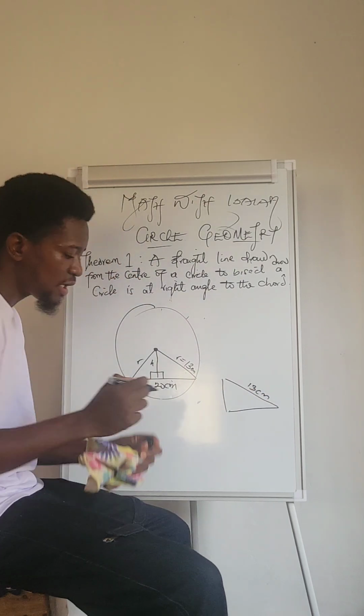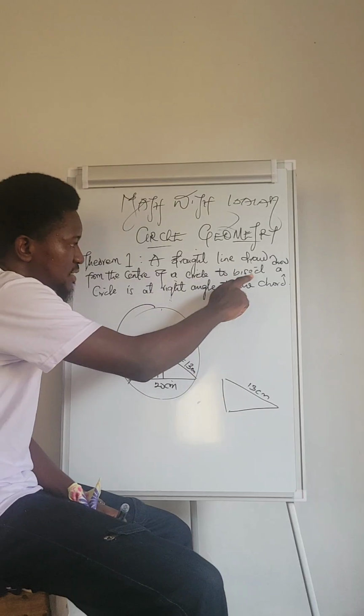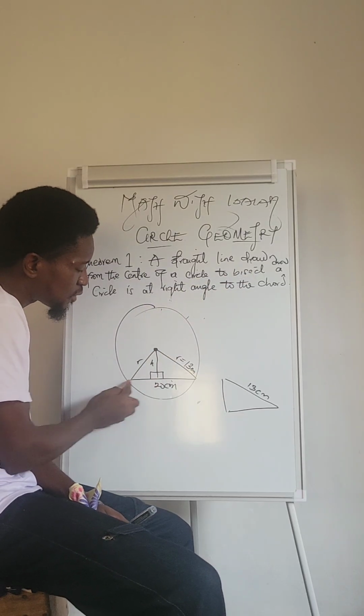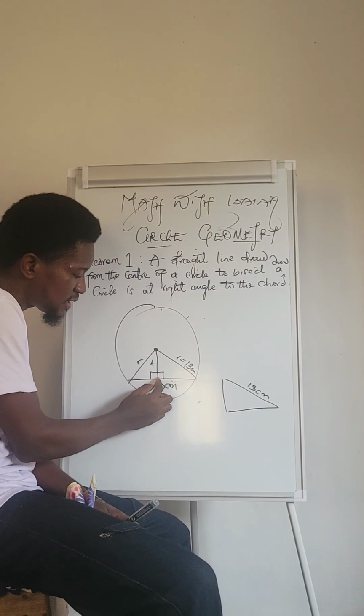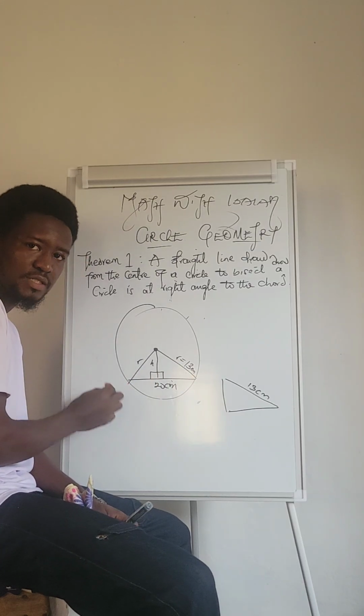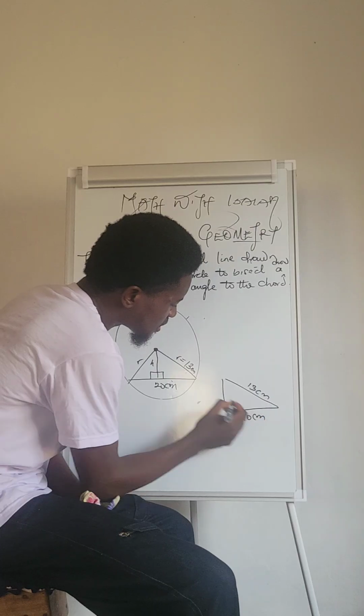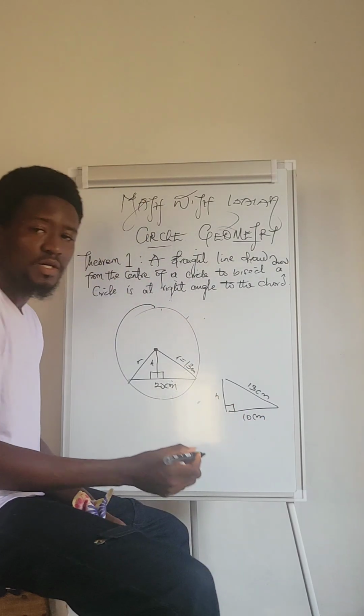Now, because it was divided, emphasis, bisected, that means if the whole chord was 20 centimeters, then from here down to here will be 10 centimeters, and from here down to here will be 10 centimeters. So that means here will be 10 centimeters. Now we have to find here. We know here to be a right angle.